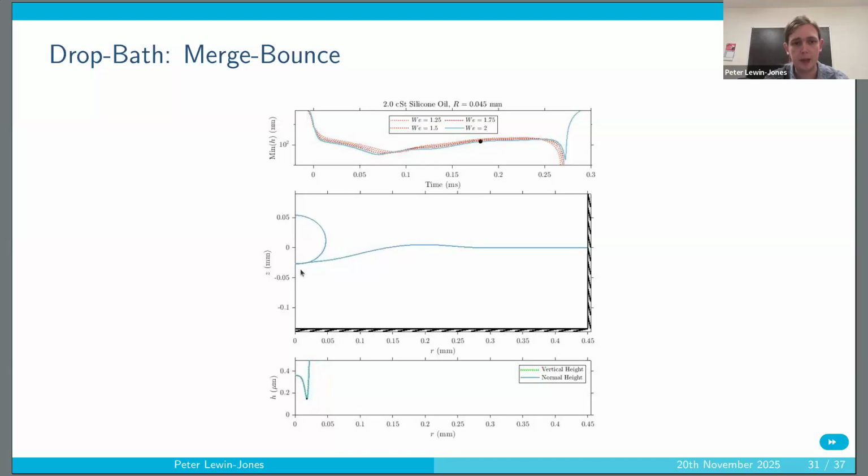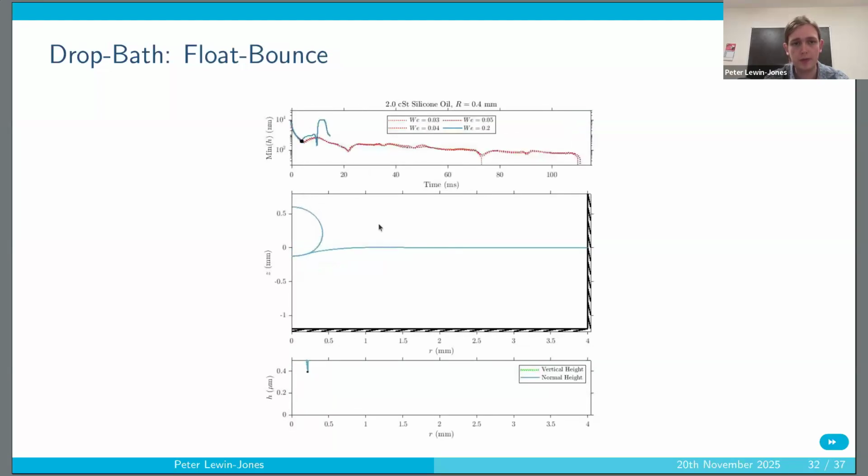this is again the bouncing case, and if I decrease the speed slightly, then we would see merging just before the drop would release from the surface. And here's what I mean by floating, where instead the drop doesn't have enough energy to jump off the surface, but these drops can float for an extended period of time on this captured air film. Again, something that we're now looking at is doing experiments of this regime to see if we can compare.